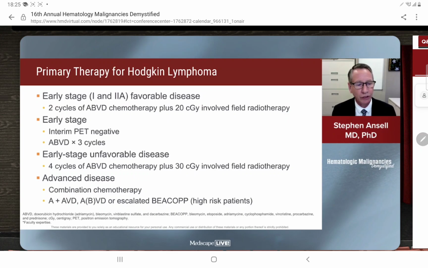If you have unfavorable factors, you would give more chemotherapy, typically 4 cycles of treatment, and you would give more radiation, typically 30 gray of radiation.